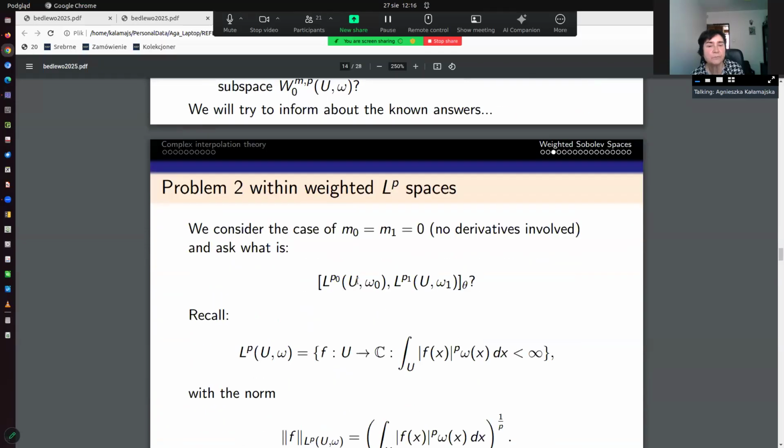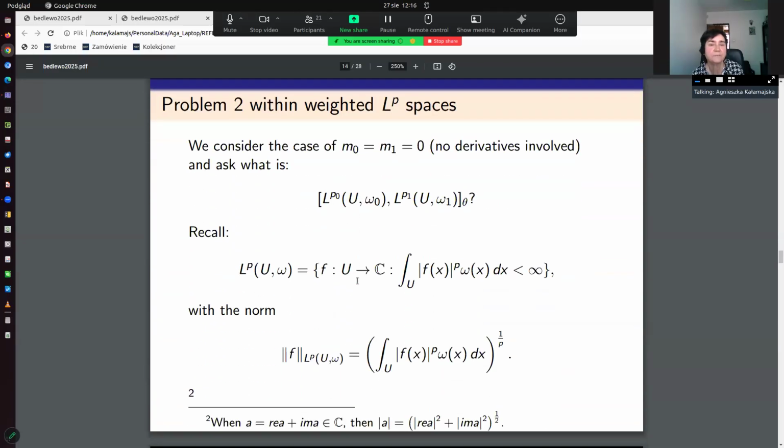about problem 2 in weighted LP spaces. So I take one weighted LP, and another weighted LP I prescribe. And I would like to ask, what is the space LP0, LP1, theta? And then I recall what is that LP? So f raised to the power p, multiplied by omega, the integral should be finite, and this is the norm.